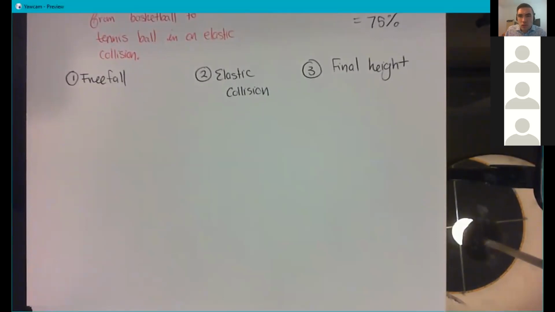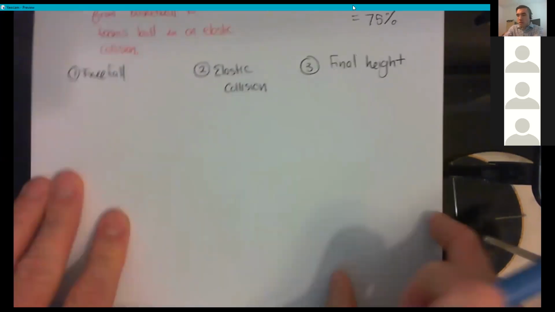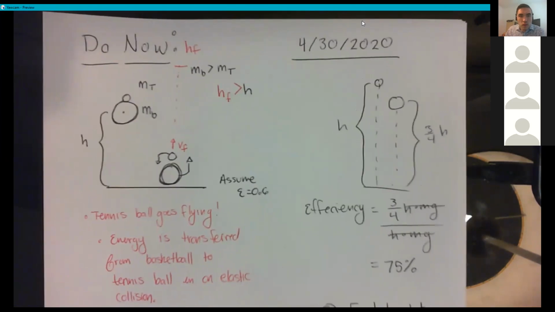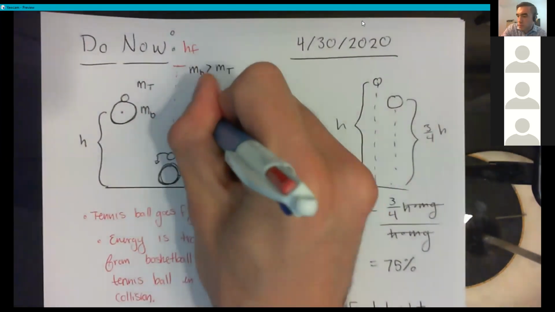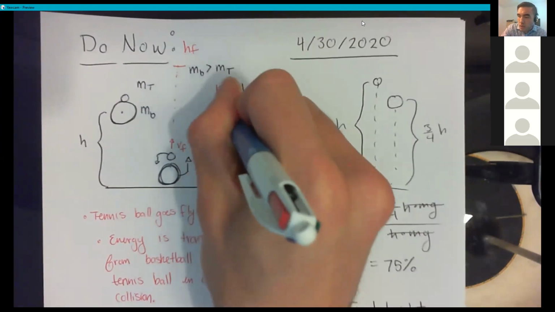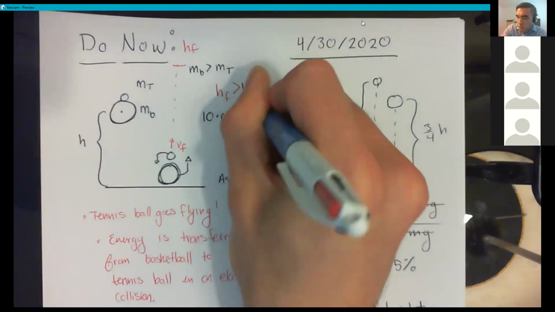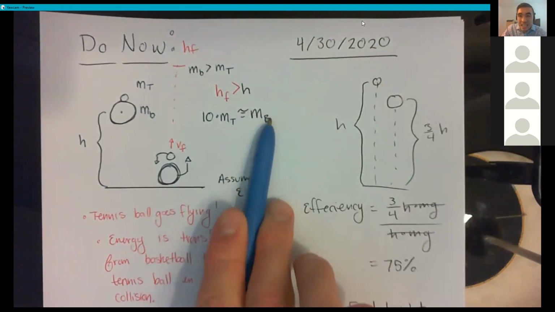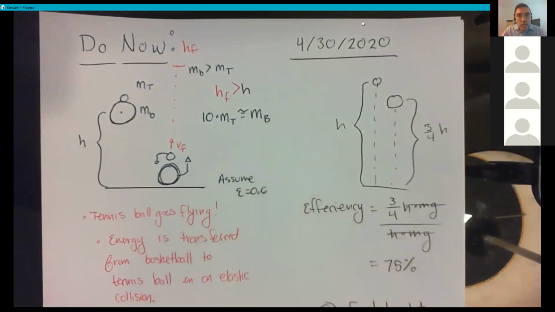Yeah. So instead of working with an M_B and an M_T, I'm going to say that 10 multiplied by the mass of the tennis ball is approximately equal to the mass of a basketball. Tennis ball is about 60 grams, basketball is about 600 grams. So using this, let's go ahead and begin.